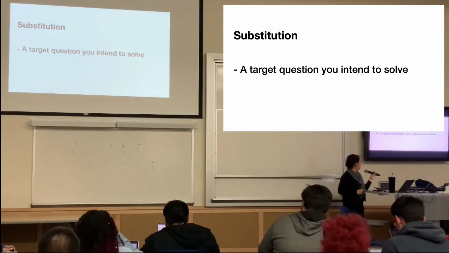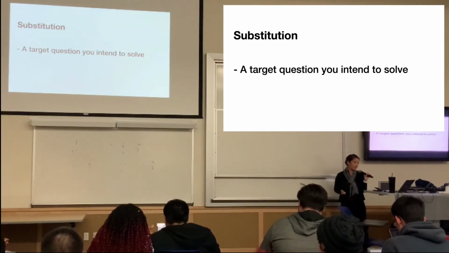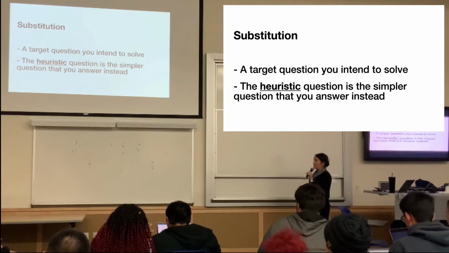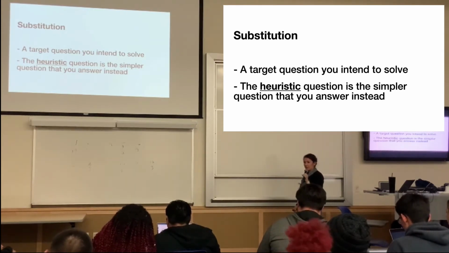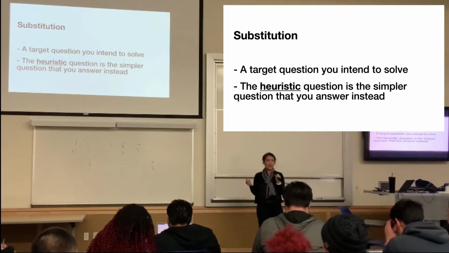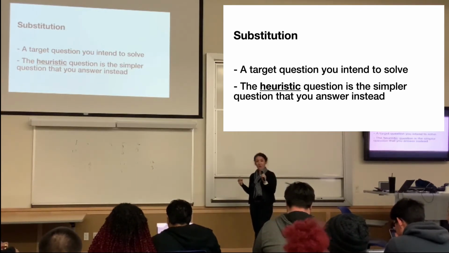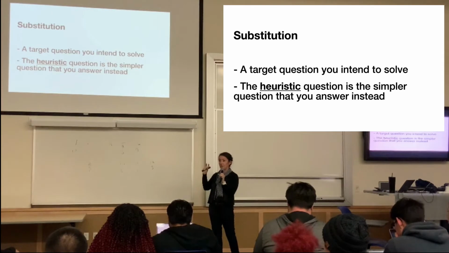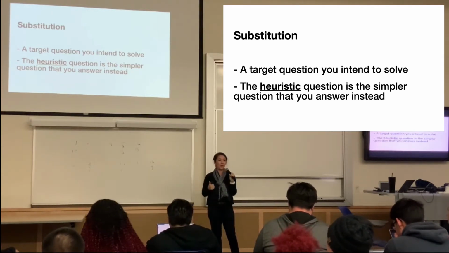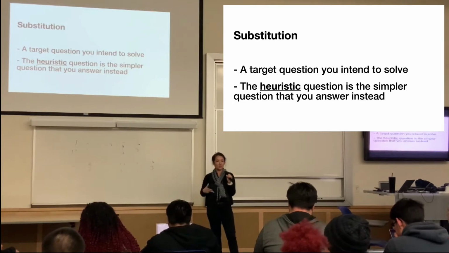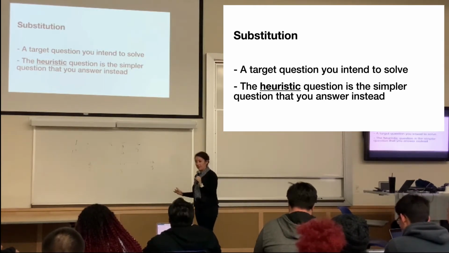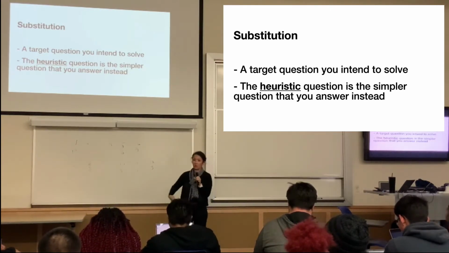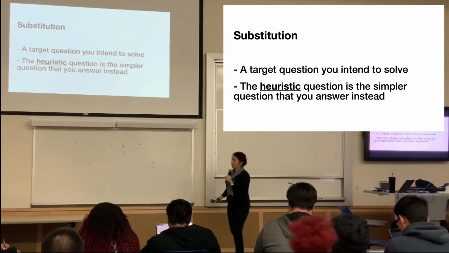So for substitution, we take a target question that you intend to solve, and then we use a heuristic question, which is a simpler question that you answer instead. This is the first time I've introduced the concept of heuristic formally, but you'll hear me use it over and over again. A heuristic is a rule of thumb that you use instead of doing type 2 processing. It's the rule of thumb that type 1 processing invents, like a strategy. They can be good if they help you make accurate decisions, which some of our heuristics do, or they can be bad if they lead you to the wrong conclusion. That's the concept of heuristic.